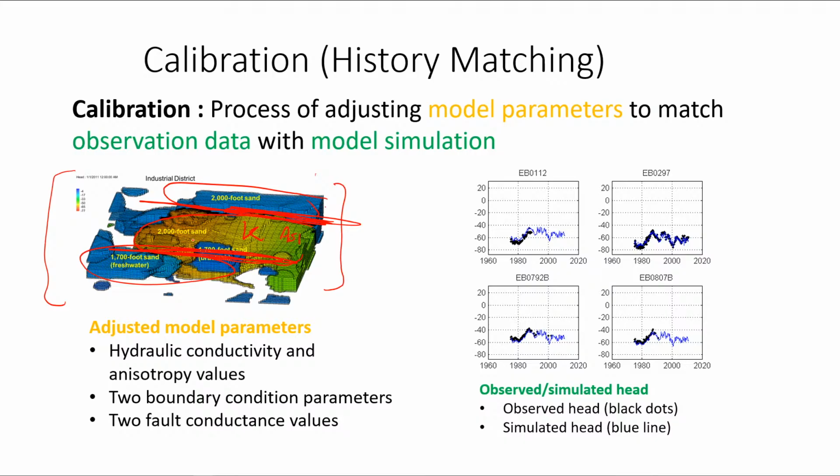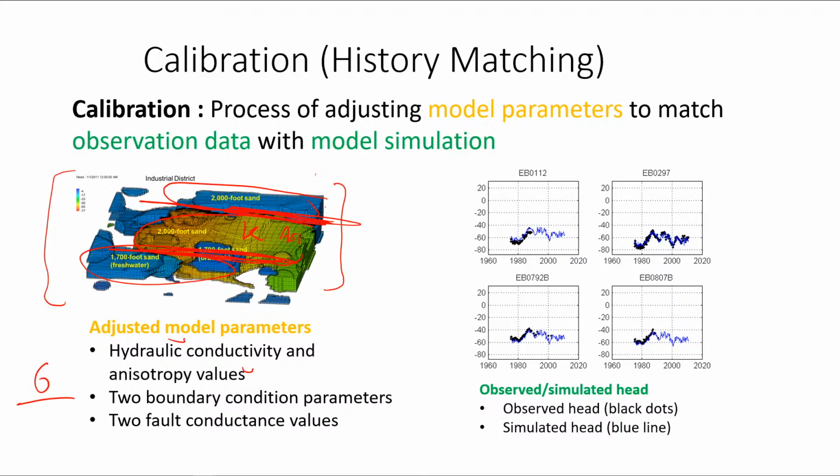So how many parameters do I have? I have one K value, one anisotropy value, two boundary conditions, and two fault conductances, so I have 6 parameters. I keep playing with these 6 parameters, changing them either manually or using an optimization algorithm, until I get a good match between what my model is simulating, which you plot as a continuous line because your model is continuous, and what I'm observing in the field. And we usually represent this by a dotted line.